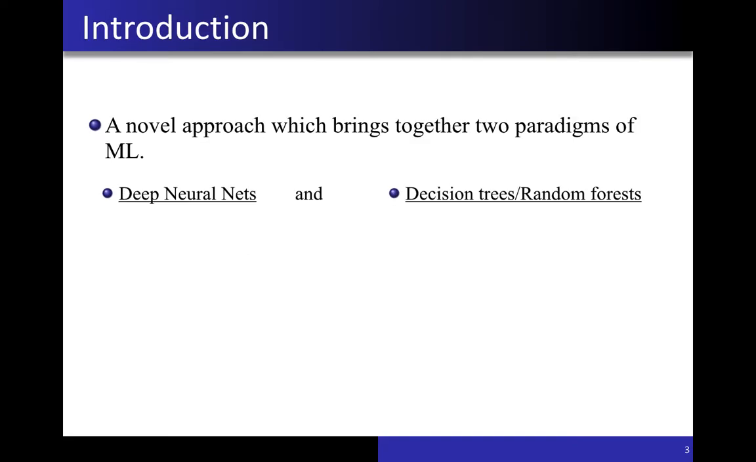So this paper proposes a model which combines two very different paradigms of machine learning, deep neural nets and decision trees. Neural nets and decision trees are both very powerful classes of machine learning algorithms, but they are very different in nature.